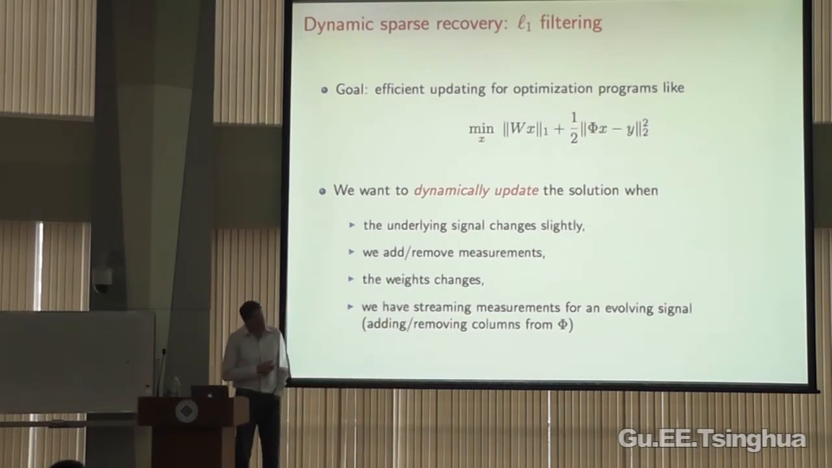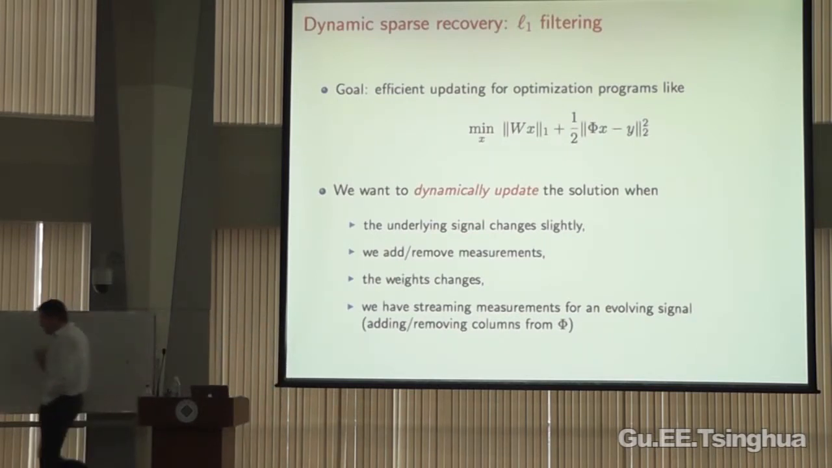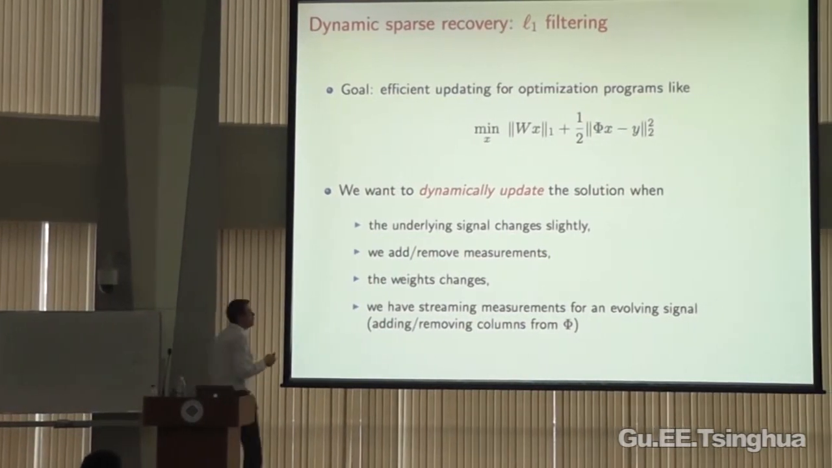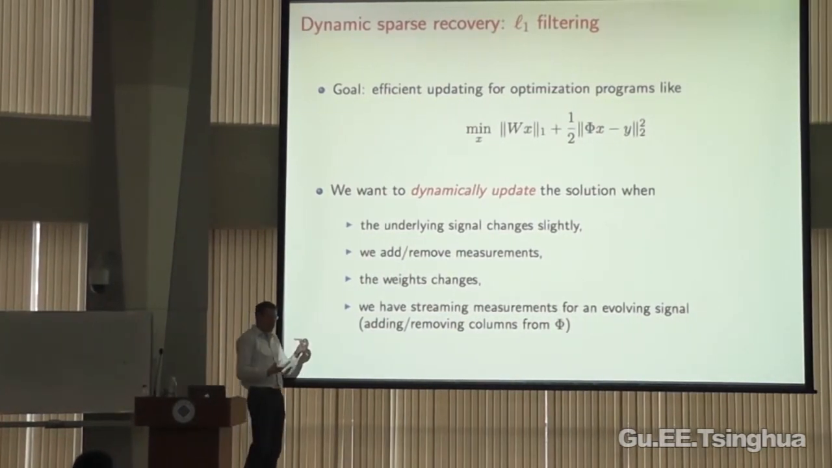So one is that the signal x changes slightly. I'll talk about that case in detail, and then for the rest you can almost use your imagination. The second thing is maybe we add or remove measurements. So I learned something new about x. How do I update the solution?